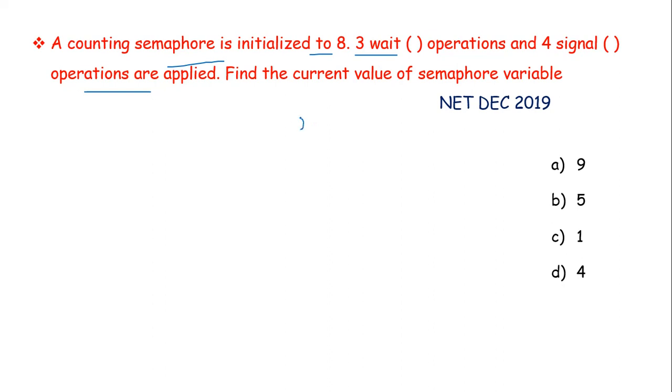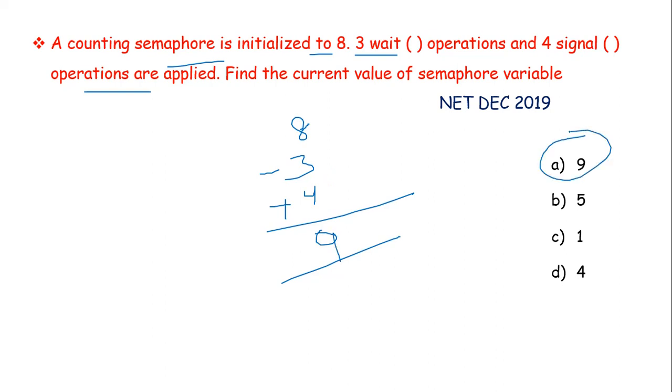So here answer will be, we have 8 as the initial value where we have 3 wait operations, that is -3, and 4 signal operations. So total will be 8 minus 3, 5 plus 4, 9. So correct answer will be option A, that is 9. So that was our last question.